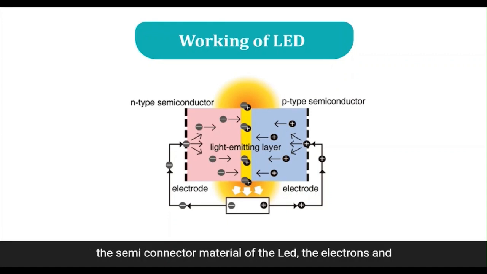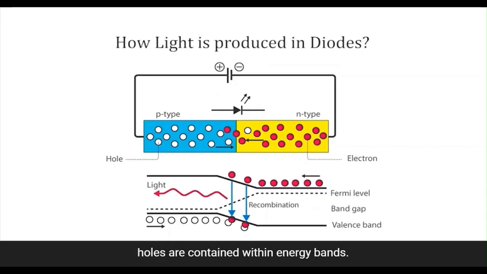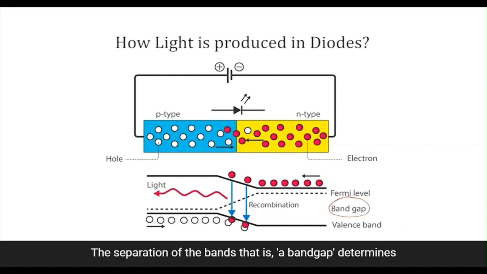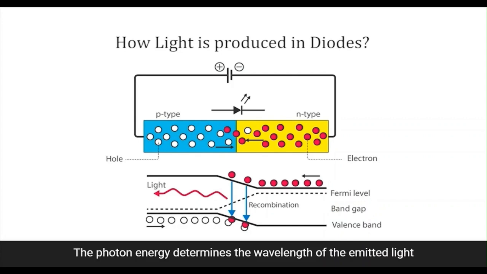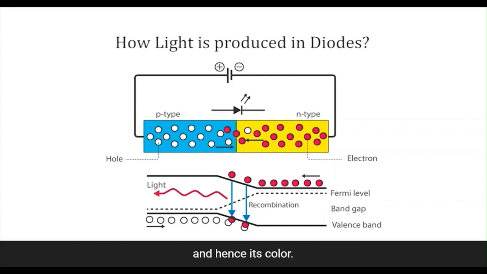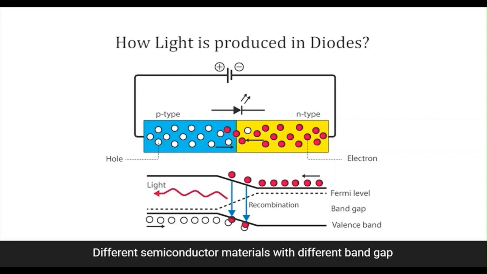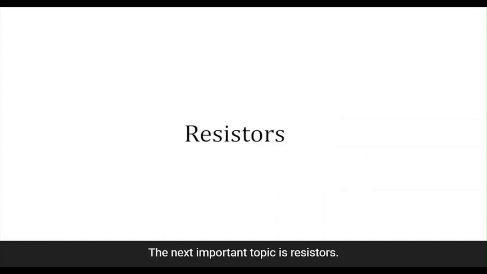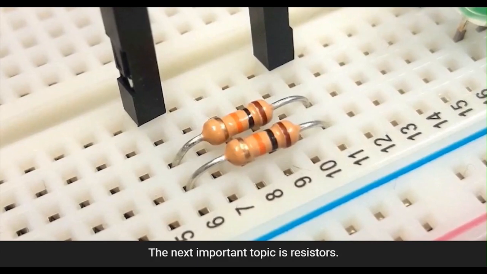Inside the semiconductor material of the LED, the electrons and holes are contained within energy bands. The separation of the bands, that is the band gap, determines the energy of the photons, that is light particles, that are emitted by the LED. The photon energy determines the wavelength of the emitted light and hence its color. Different semiconductor materials with different band gaps produce different colors of light. The precise wavelength, that is the color, can be tuned by altering the composition of the light emitting or active region. The next important topic is resistors.